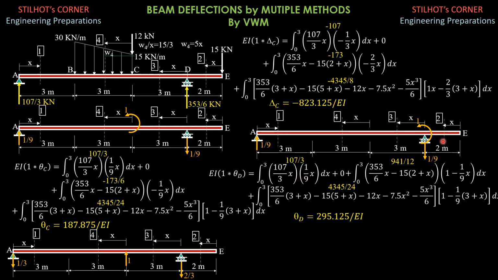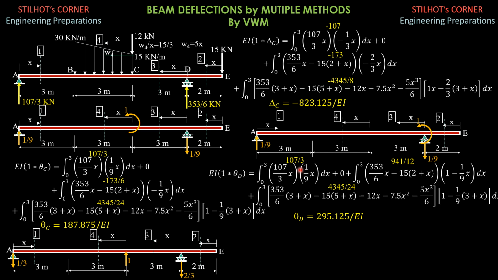Section 2, it's still 0. At section 3, copy big M. Then the moment at this section is 1 minus 1 over 9 times x dx. So for section 4, copy the big M. Then the moment at this section is 1 minus 1 over 9 times 3 plus x.